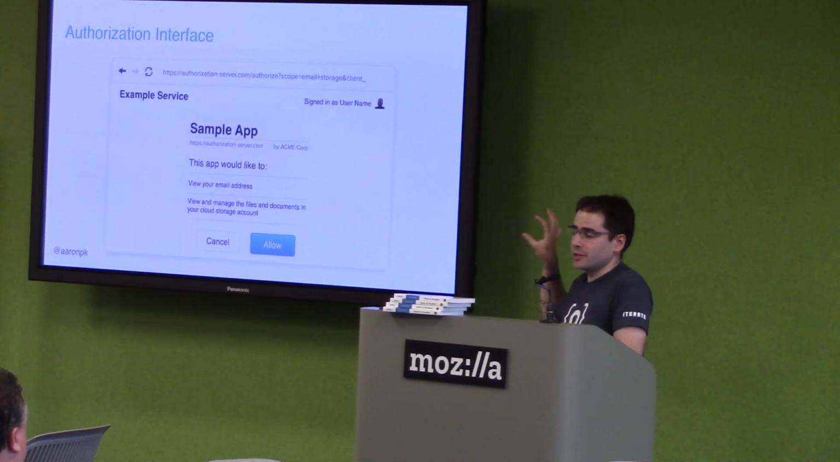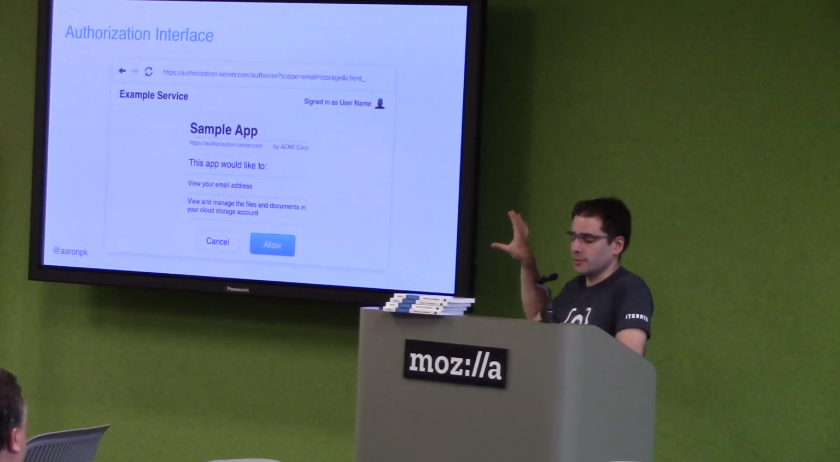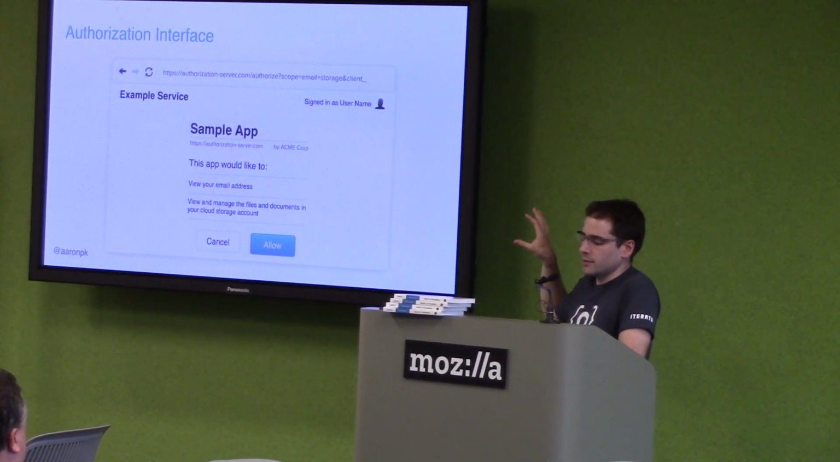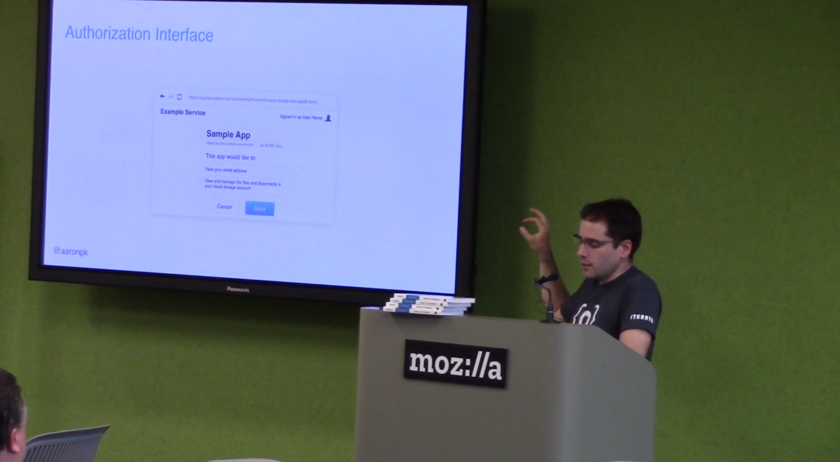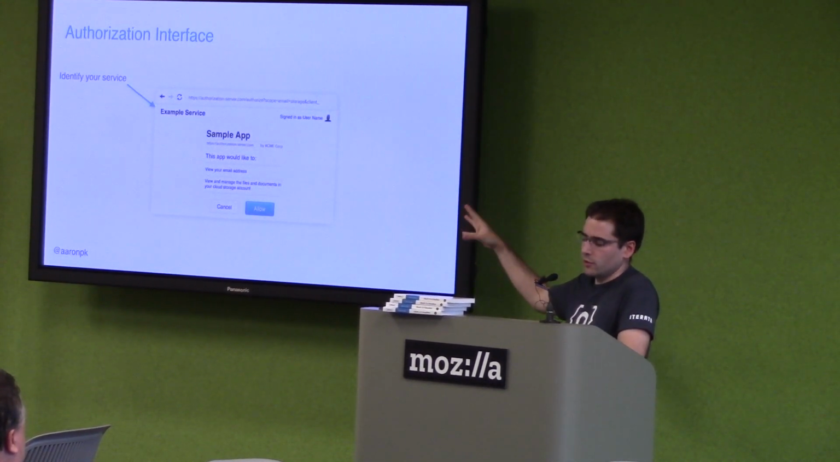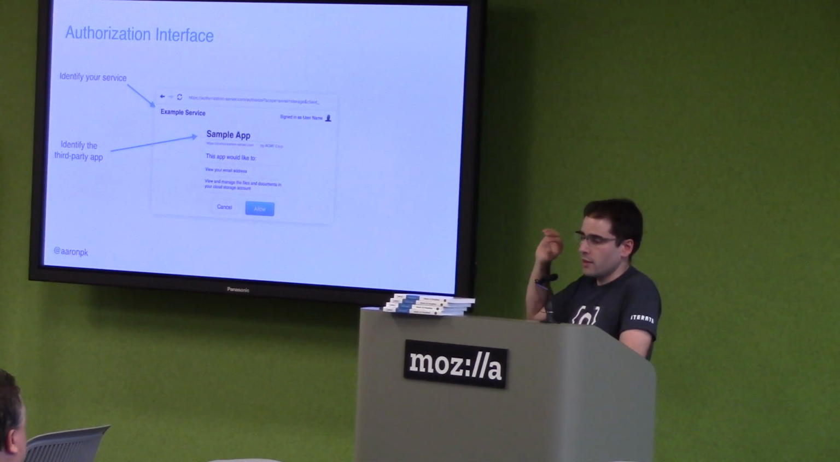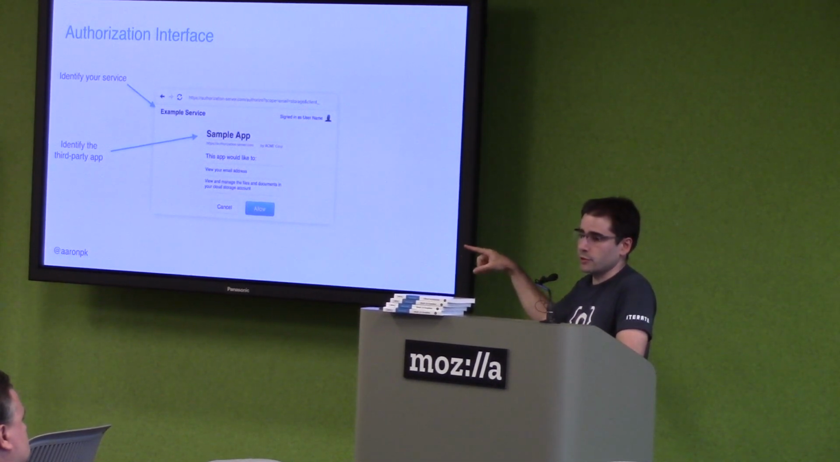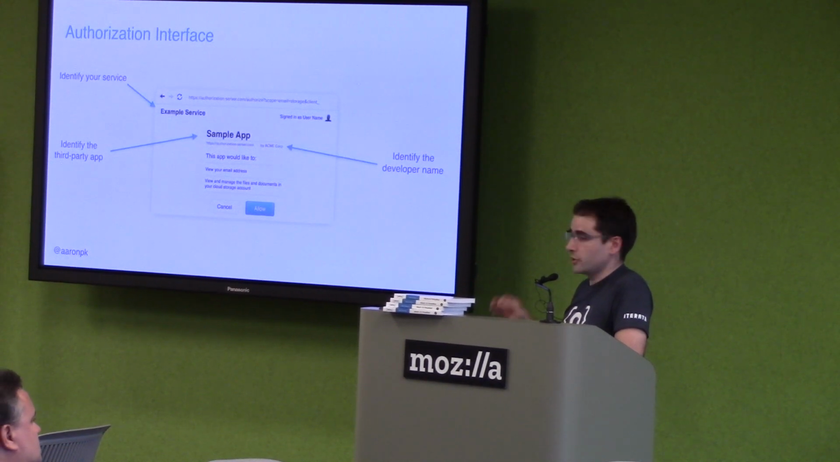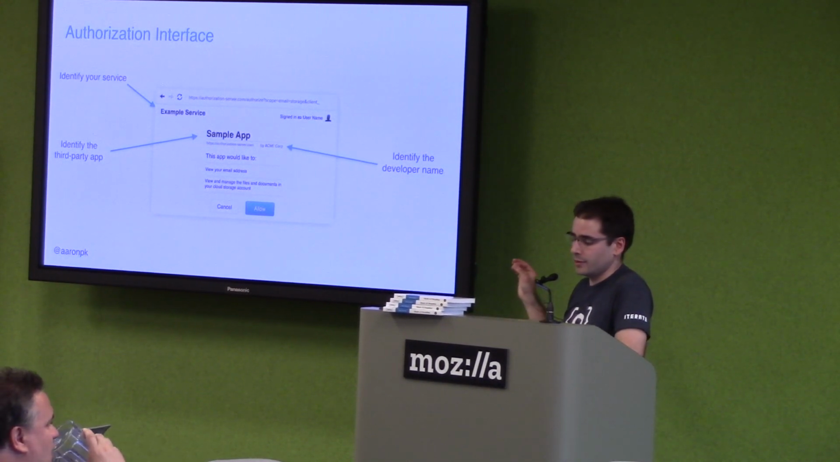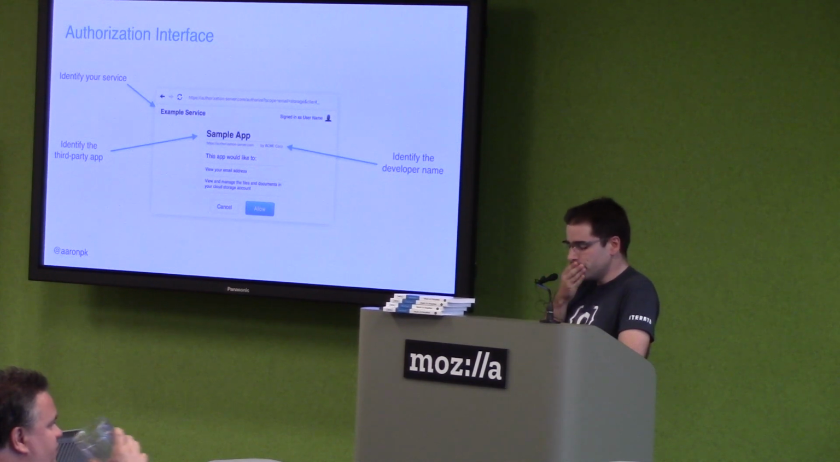The actual authorization interface itself has a couple of components that are important to point out. This is a mock-up I made, but they all have the same primary components. So you have the service, Google or our example service. You have the name of the third-party app that was registered when the developer made the app. And it's usually a good idea to provide the actual name of the developer that registered the app.